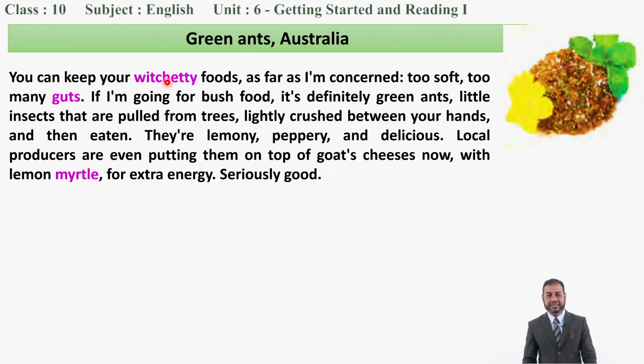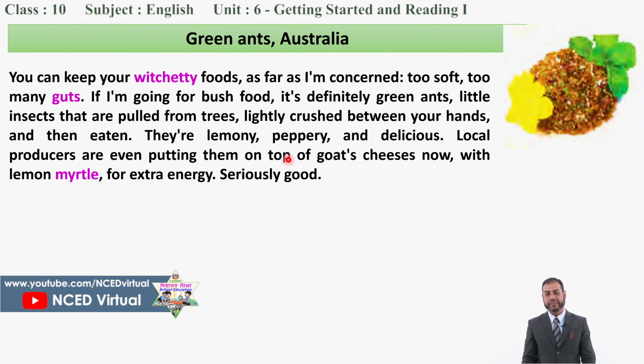But you can link this with the word bush, B-U-S-H, bush, okay? So it is a kind of food that people find in the bush, ants. And they are green in color, okay? Green ants, little insects. Ants means small insects, tiny insects. And they are pulled from trees, lightly crushed between your hands and then eaten. See, very unique one, okay?